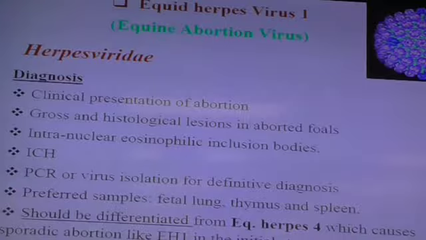For diagnostic purposes, there are various assays that can be used. The virus can produce antibodies, and the virus, as we said, is present in the circulation and the fetus. So there are various places where samples can be taken, and various techniques can be used. But what's important in the diagnosis is the differential diagnosis, because this has to be differentiated from equine herpesvirus 4, which also causes abortion, although the abortion is usually sporadic in equine herpesvirus 4.